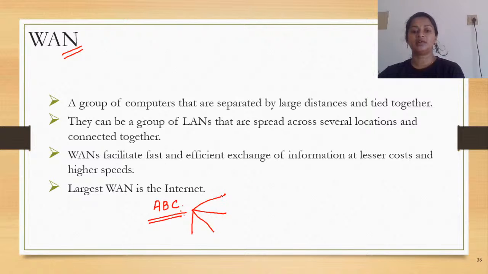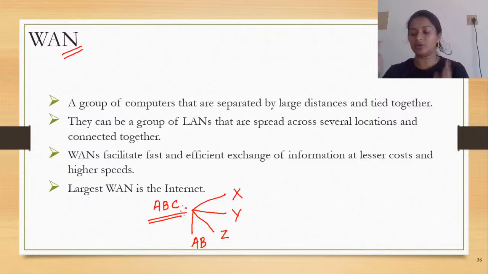Or maybe in the same state it has concerns in different locations, different cities. In this case, ABC Corporation has a concern at a place X, at place Y, at place Z and maybe AB. These are the different locations where ABC Corporation has its offices or branches running. Similarly, a bank has its branches running over different places, right?